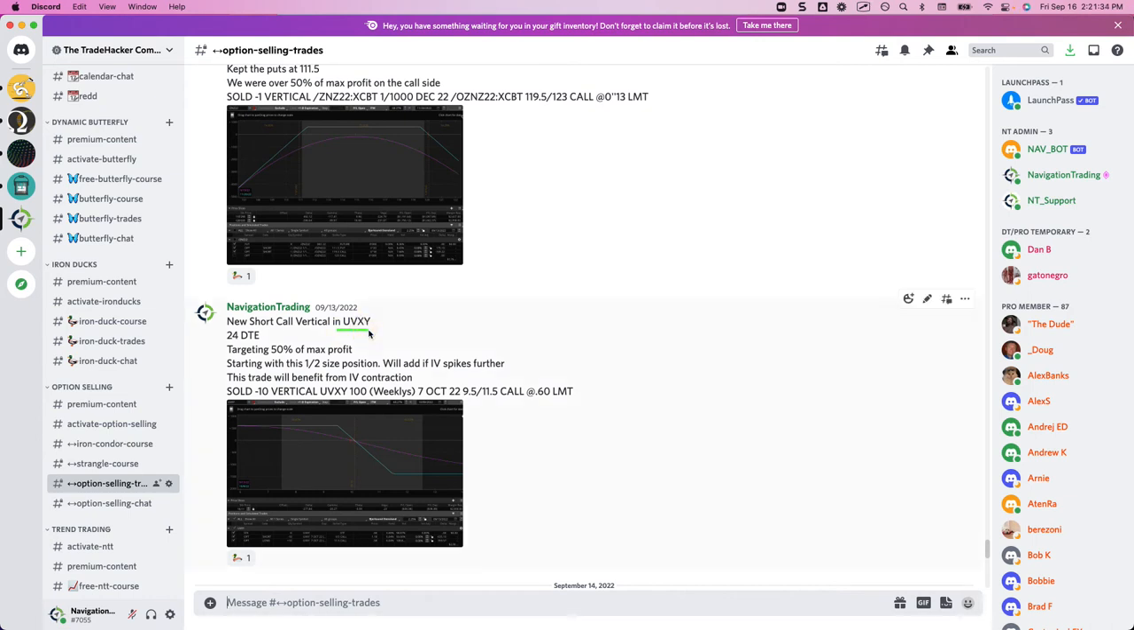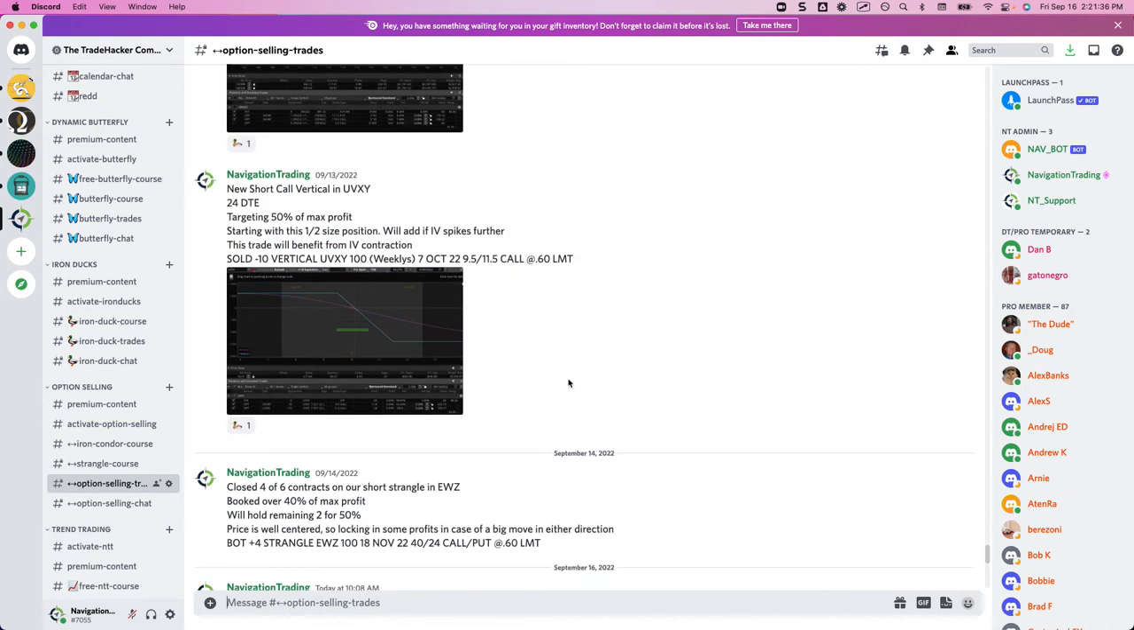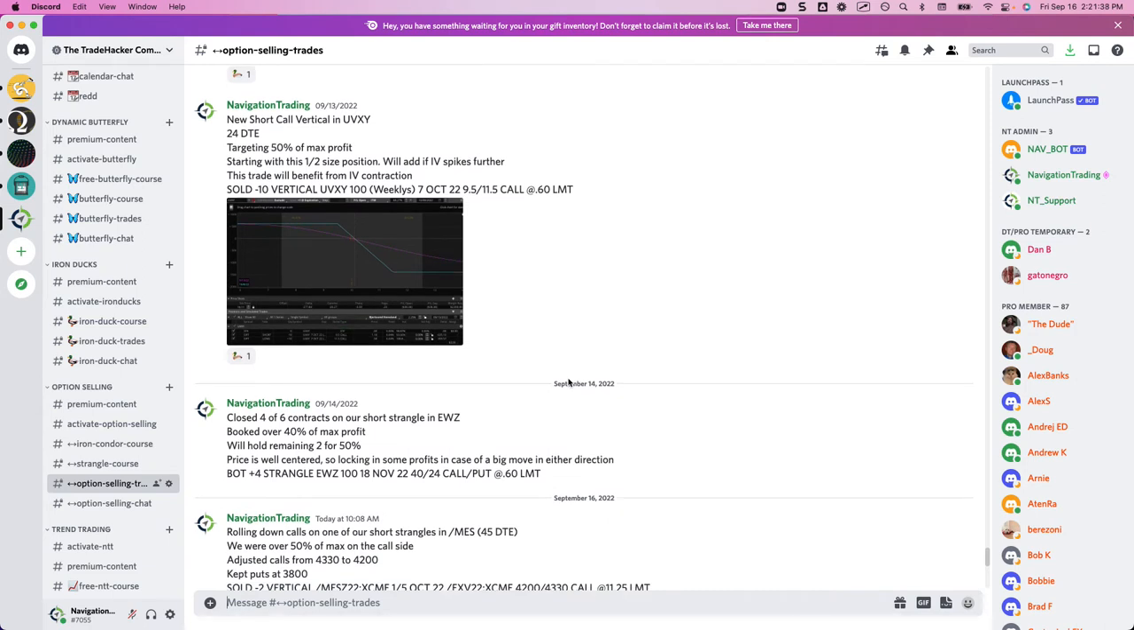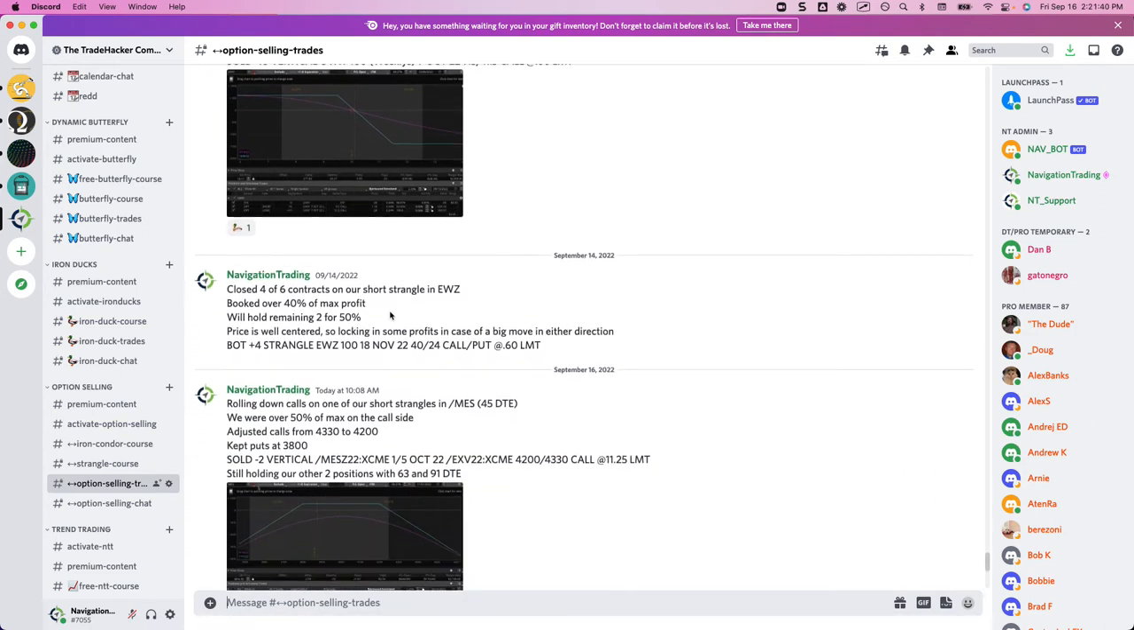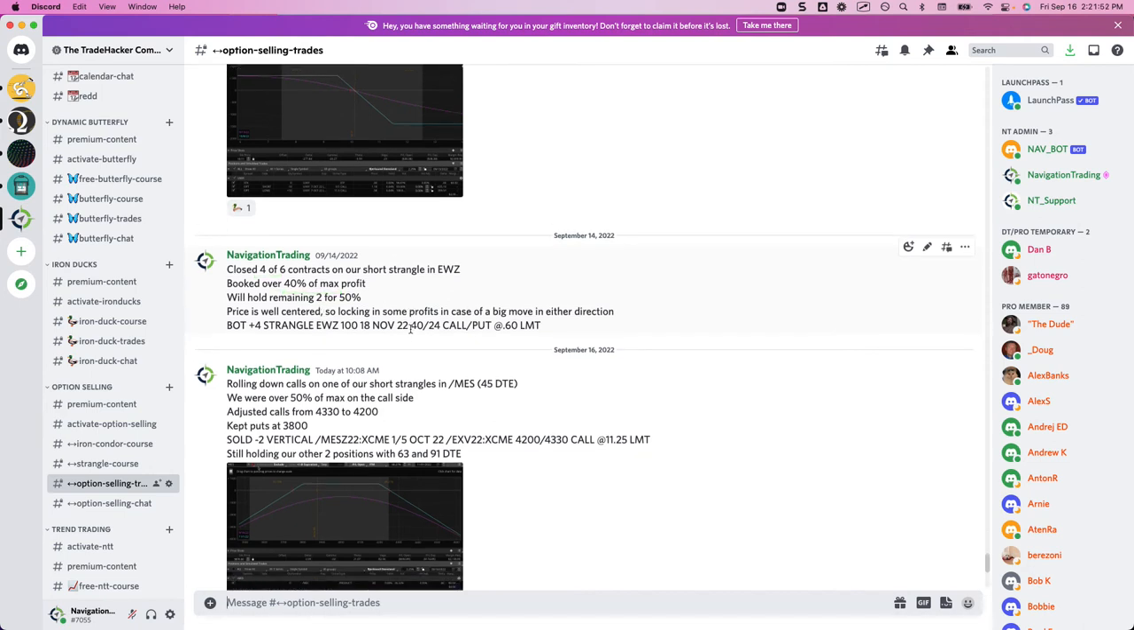This is purely an implied volatility contraction play after that spike in IV. We also closed out our EWZ short strangle. On this alert, we closed four of the six, booked over 40% of max profit, and then just held the remaining two to try to squeeze some more out, which we ended up closing today.